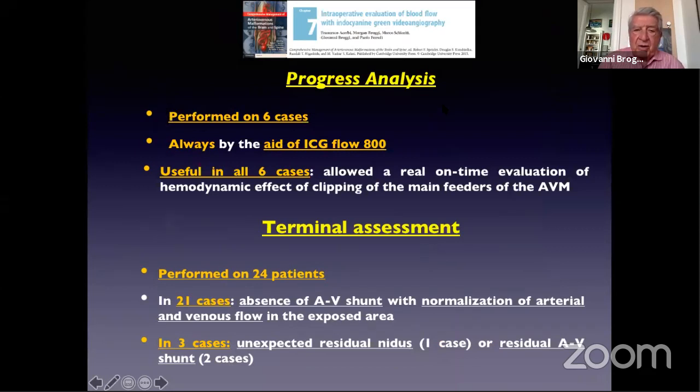The progress analysis before and during the surgery is quite important, and it completely changed the strategy in 6 of the cases because of the clipping of the feeders, recognizing whether that was the good way or the bad way to approach the surgery. And the terminal assessment is quite important because, as I told you, in 3 cases we expected a residual nidus or a residual AVF shunt. And in 21 cases, we had a normalization of the arteriovenous flow in the disposal area.